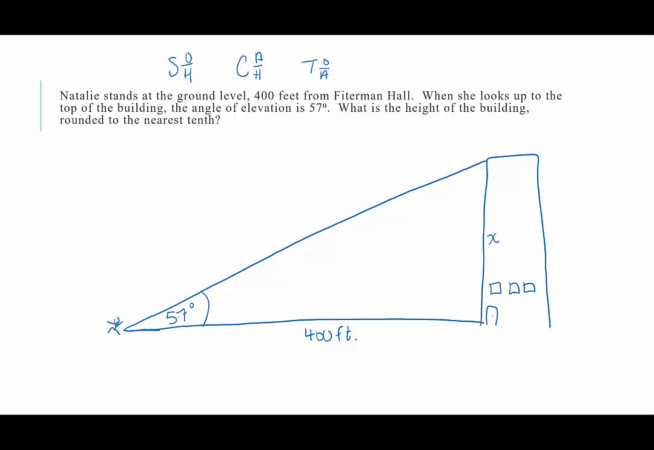So let's see, we have 57 degrees here. This is the side opposite, or the opposite leg, and this is the adjacent leg. So which trig function relates opposite and adjacent?